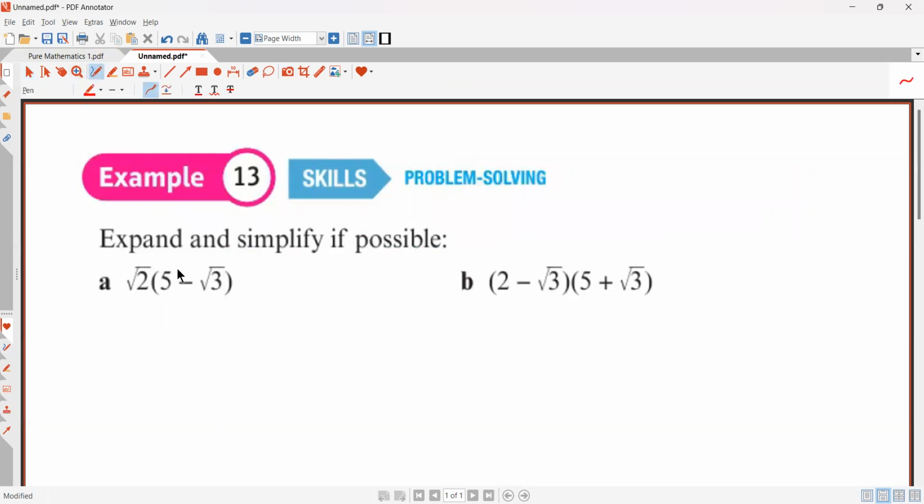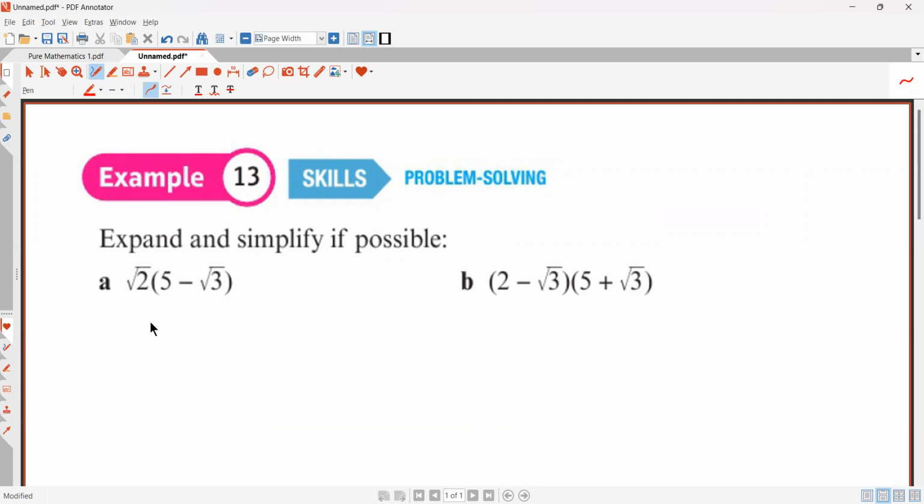Okay, example number 13. Let's learn how to open this bracket. Again, these brackets, you can do it in the calculator if you want to. It's completely up to you. You can do these things in your calculator, but you need to know the manual method. Again, in our time, P1, we had to do everything manually. There was no calculator for P1. P2, P3, P4, yes. But P1, everything was manual.